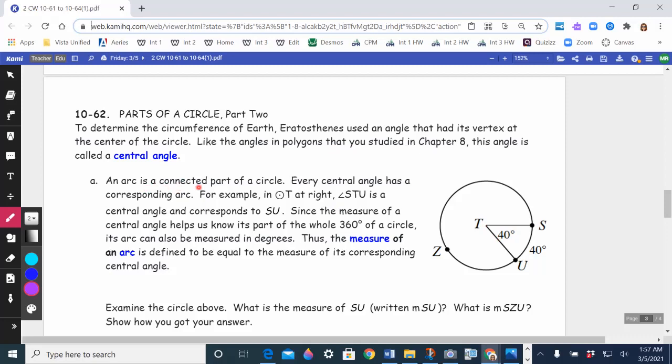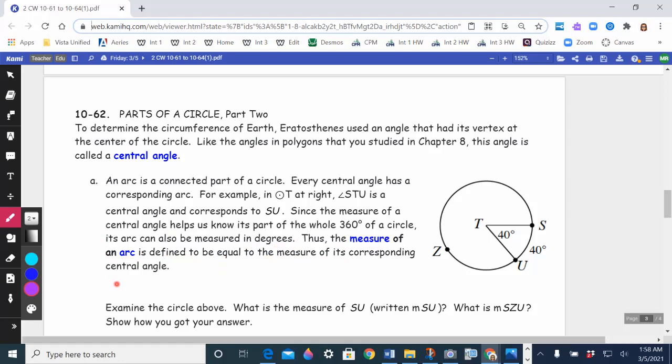An arc is a connected part of a circle. Every central angle has a corresponding arc. So the corresponding arc to this angle, STU, is this arc SU. Since the measure of the central angle helps us know it's part of the whole 360 degrees of a circle, its arc can also be measured in degrees. Thus, the measure of an arc is defined to be equal to the measure of its corresponding central angle.